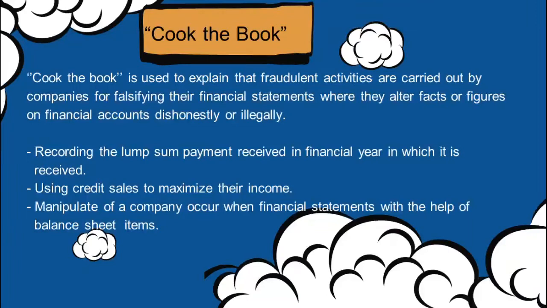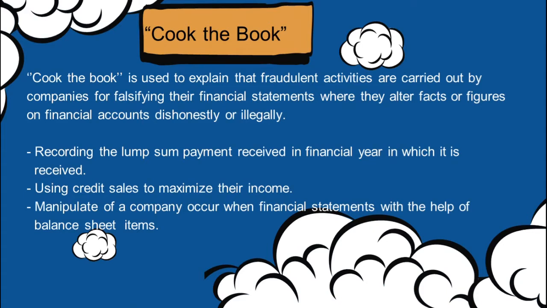We move to the next part, which is cooking the books. Cooking the books is used to explain that fraudulent activities are carried out by companies falsifying their financial statements, where they alter facts or figures on financial accounts dishonestly or illegally. More than that, it involves deliberately distorting and manipulating financial accounts to avoid paying tax or hiding facts so that the company's situation looks better than the actual situation, and at the same time increase revenue, reduce expenses, and pump up profits. There are various ways through which cooking the books can be done by a company.